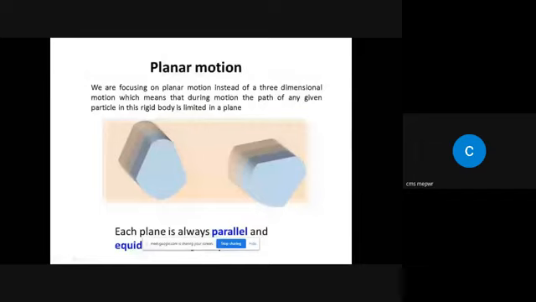So in this chapter, or in the initial section of our course, we are focusing on planar motion instead of three-dimensional motion, which means that during motion, the path of any given particle in this rigid body is limited to a plane.